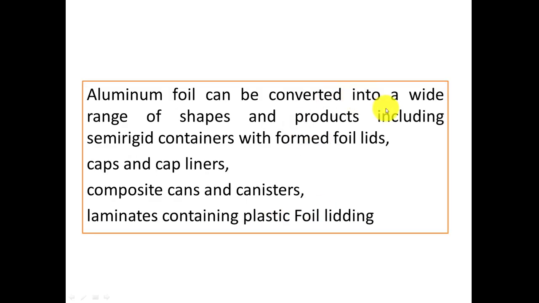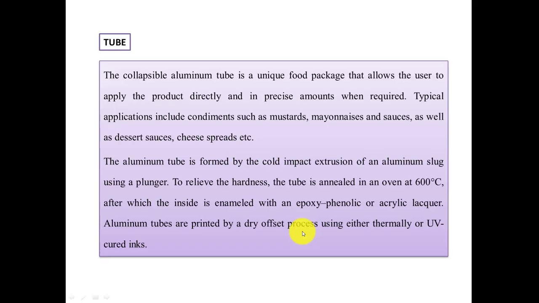Aluminium foil can be converted into a wide range of shapes and products, including semi-rigid containers with foil lids, cap liners, composite cans, canisters, laminates. So these are the different types of products which can be produced. A popular item is the tube made from aluminium. What exactly is the tube? The collapsible aluminium tube is a unique food package that allows the user to apply the product directly and in precise amount. You might have seen pitch screw and some small sachets, I guess, in which a small plastic lid is there.